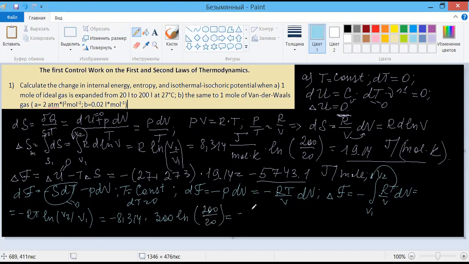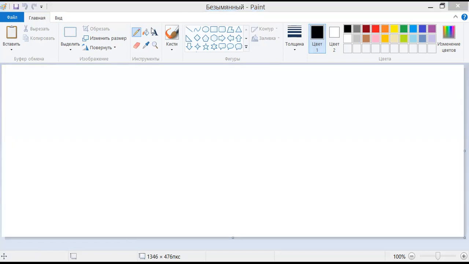And finally we've got the same answer. Yeah, I can write. So these are the answers to these questions if we deal with the ideal gas. Now let's do the same for van der Waals gas. Let's do the same.